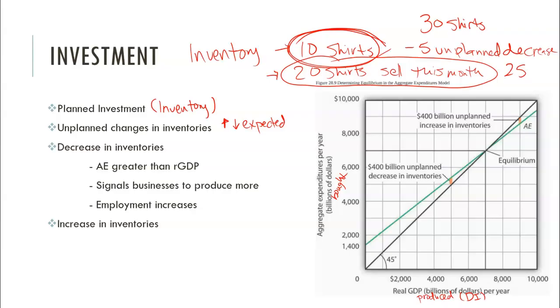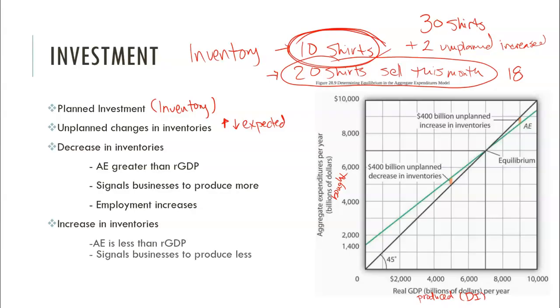If we have an increase in inventory, this means that we didn't sell as much as we planned. So I thought I was going to have 20 customers and I actually only had 18. So my unplanned inventory increased by 2. Okay, so it increased. I have 12 shirts in inventory instead of 10. So this is when your aggregate expenditure is less than your real GDP. So spending is less than production.